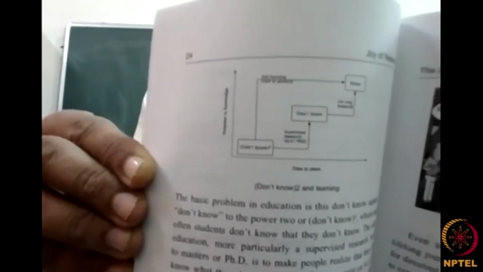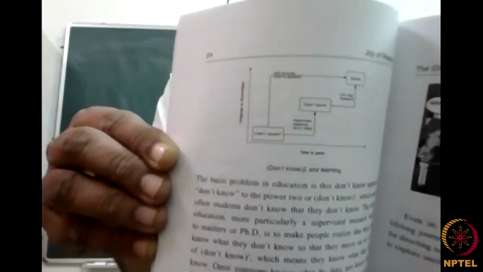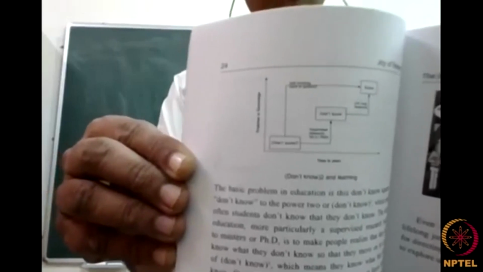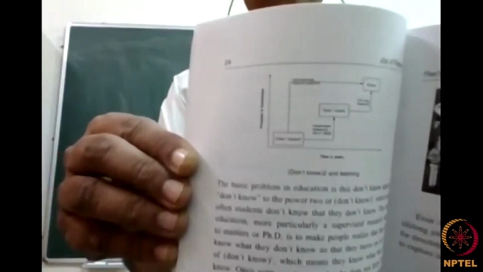Yeah, so I'll say that you start from I don't know that I don't know, then I know that I don't know, then you know that you know. This is my own idea. I put it in this form, okay?